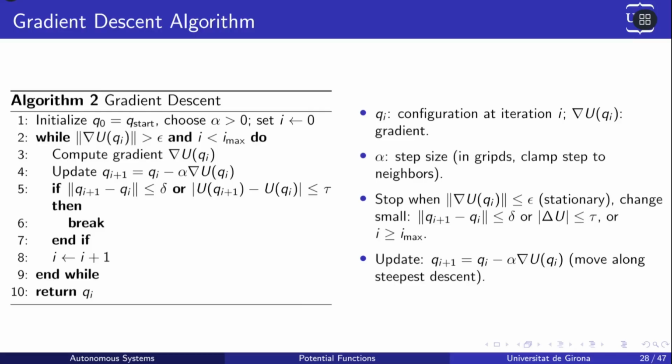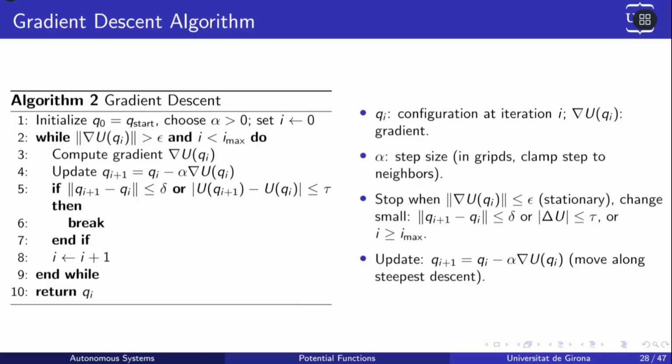Then we compute the gradient. We have seen how to compute the gradient of the function U. We have seen how to compute the function U at point qi. qi is the current point. Okay. Then we update and we say, okay, the new configuration, qi plus 1, will be the previous configuration minus, here is where you are following the negative gradient, because of this minus, and a step size that you have to define here, between 0 and 1 normally, times the direction of the gradient.